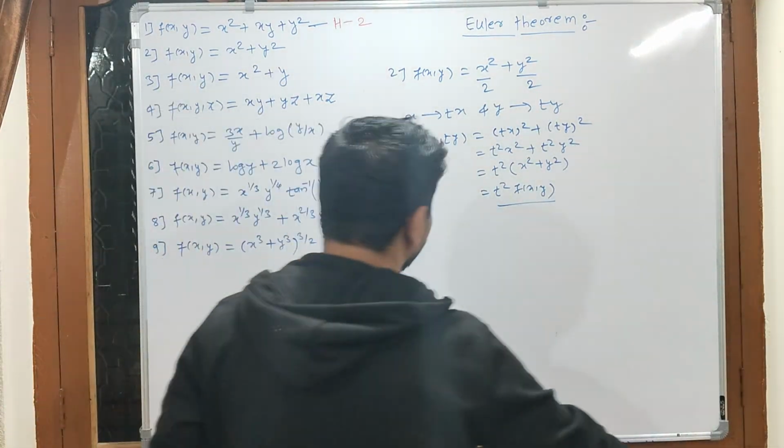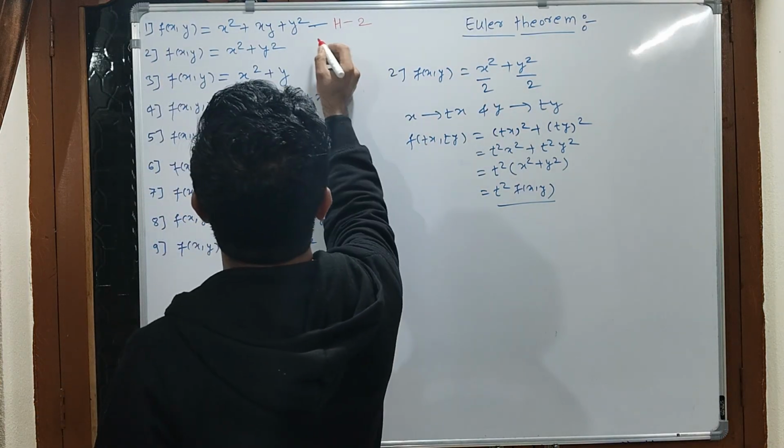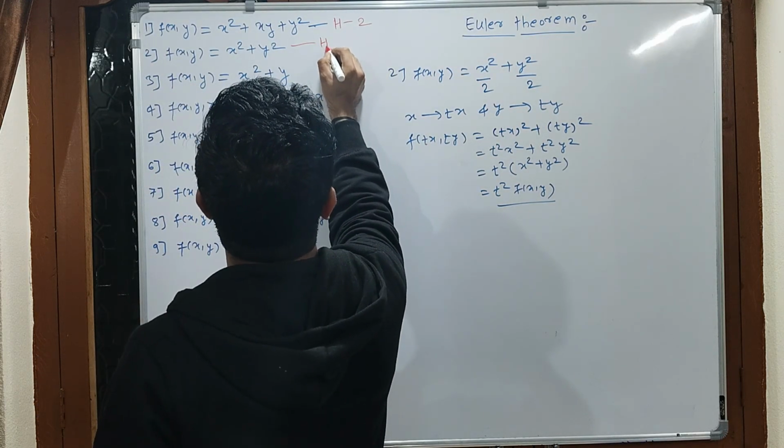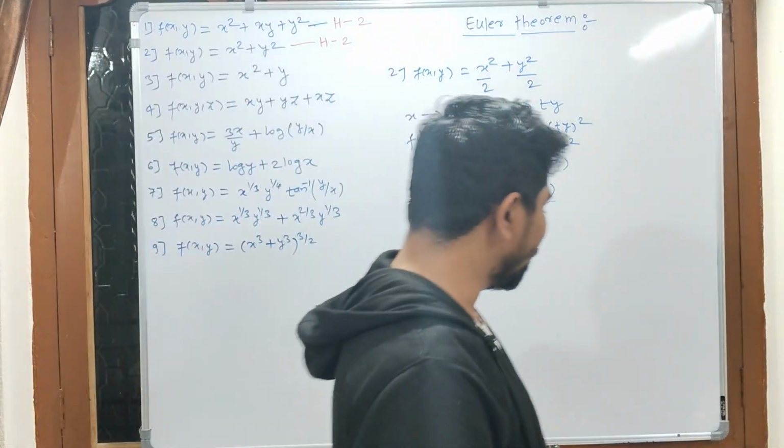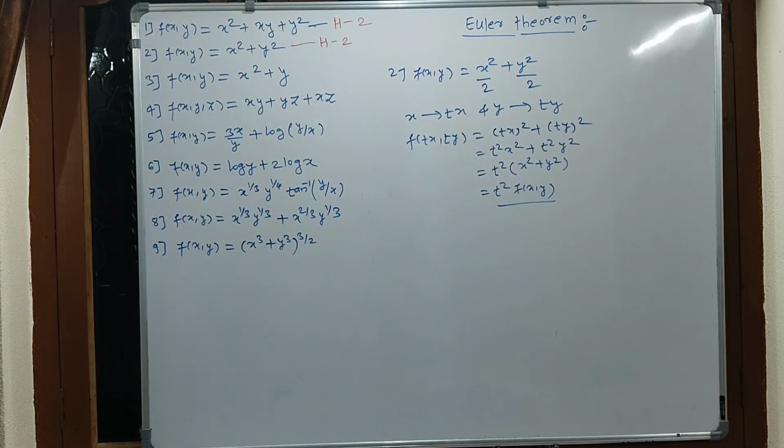So the second function is also homogeneous. My second function is also a homogeneous function of degree 2.